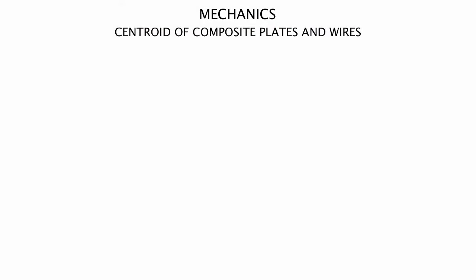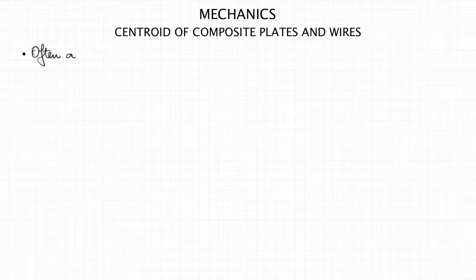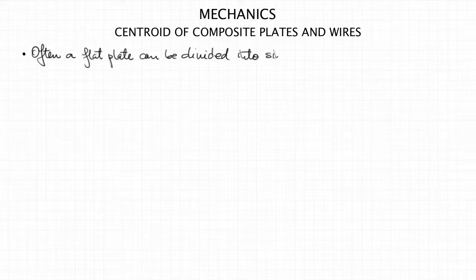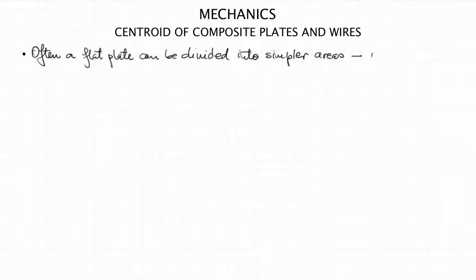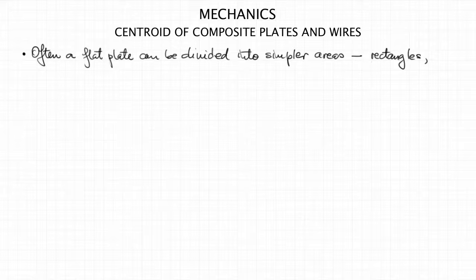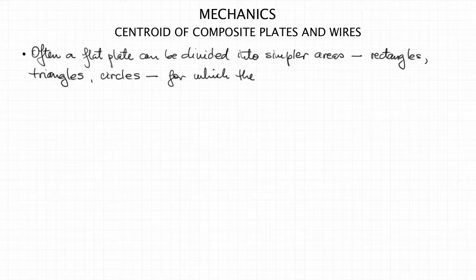Hello and welcome. In this lecture, let's become less theoretical and more practical and discuss determining the centroid of composite plates and wires. In most practical cases, the flat plate or wire can be divided into simpler areas, like rectangles or triangles or circles, for which we know the location of the centroid. Based on that, we can then easily determine the centroid of the entire composite plate.